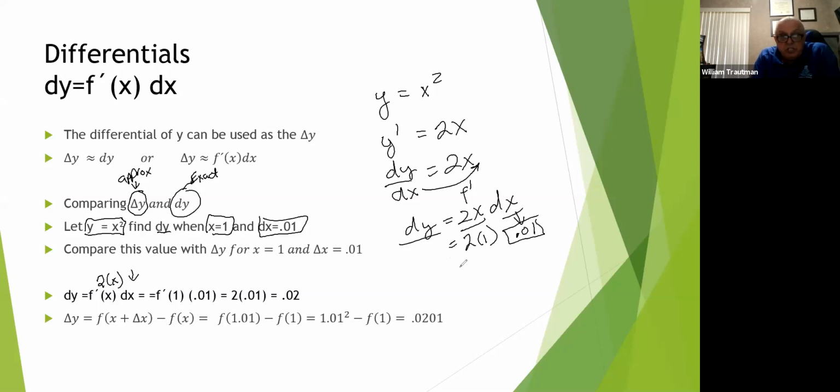And when we do this math, dy equals 0.02. That's what we get right here. Okay? So dy equals 0.02 there. That's an exact answer. That's the derivative, and we found dy equals 0.02.